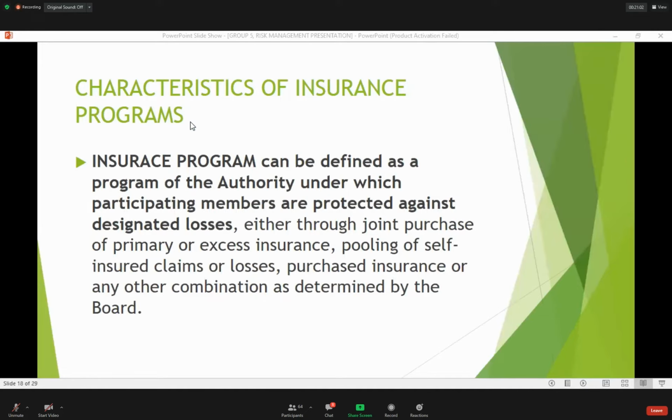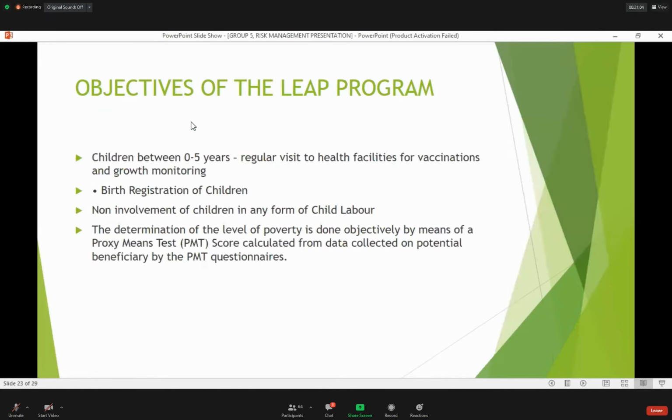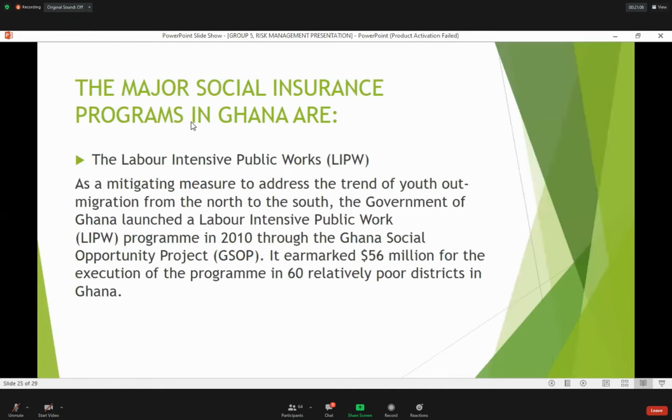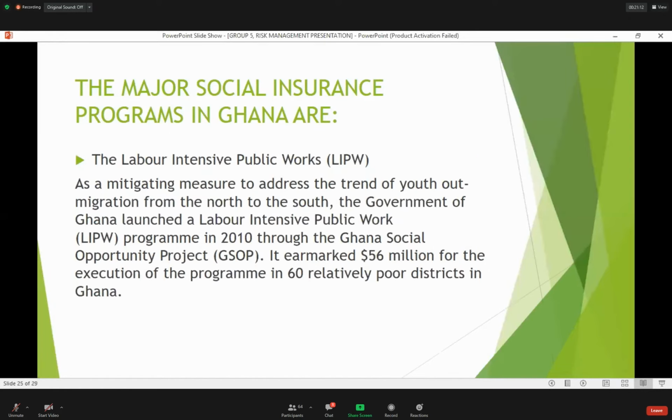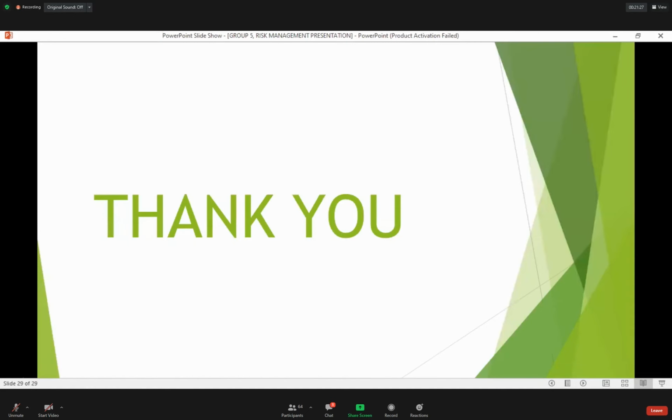So, with our very first scheme, we have the Livelihood Empowerment Against Poverty program. That's the LEAP program. It was created in 2008 by the Ghanaian government. So I think she has to move the slides forward, because she's controlling our screen.